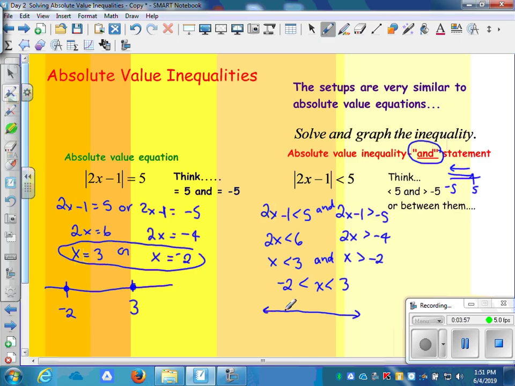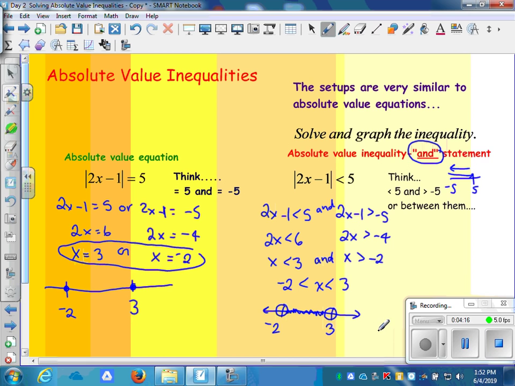So when I graph this, I have negative 2 and 3 as my endpoints. Negative 2 and 3 are not solutions, so they are open circles, and x is between them. So you shade in between, and that's the algebraic representation as a compound inequality, as well as the graphical representation of the compound inequality.